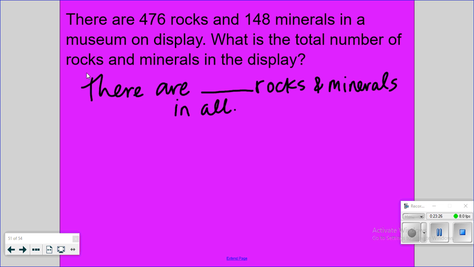So I can use counters, but I need to know what to do with them. Jacob, do you think you might know what I'm going to do with those numbers? Devin? I'm going to add them. I need to take all my rocks and put them together with all my minerals and count them all up. That is what adding is. I'm joining these two things together to find a new total. So my equation is 476 plus 148 equals box.